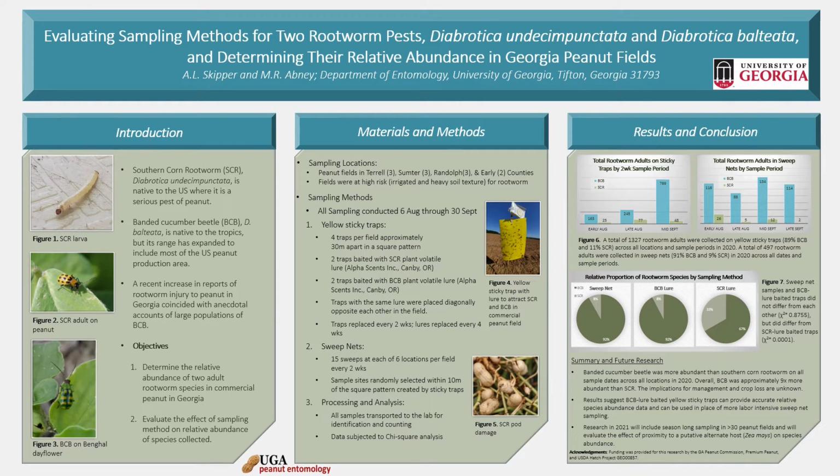So my objectives for this research were to determine the relative abundance of the two adult rootworm species in commercial peanut fields in Georgia, as well as evaluate the effect of sampling methods on relative abundance of species collected.